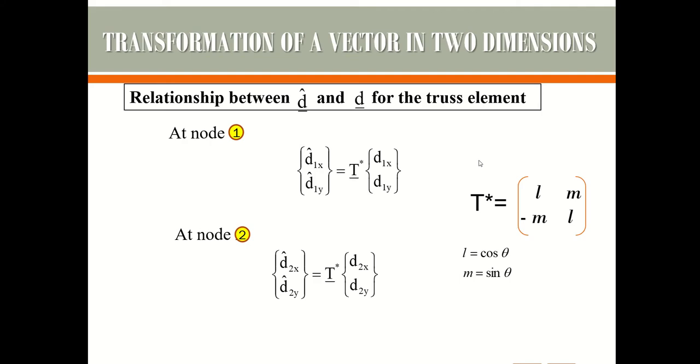Remember in our previous lecture, the relationship between the displacement for the local coordinate axis and the displacement for the global coordinate axis. The relationship between the two displacements uses the transformation matrix. We want to know the local displacement, so you use the transformation matrix times the displacement based on the global axis.